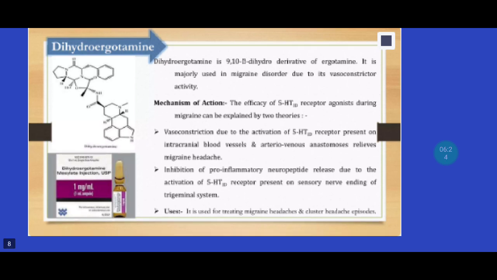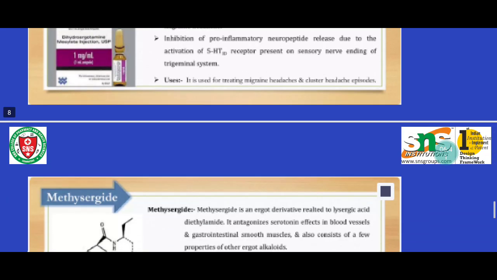Next, moving to dihydroergotamine. It is the 9,10 beta dihydro derivative of ergotamine. It is majorly used in migraine disorder, due to its vasoconstrictor activity. It is used for treating migraine headaches and cluster headaches.